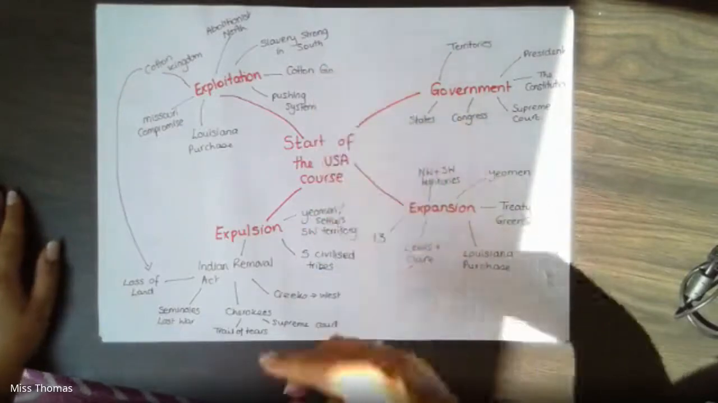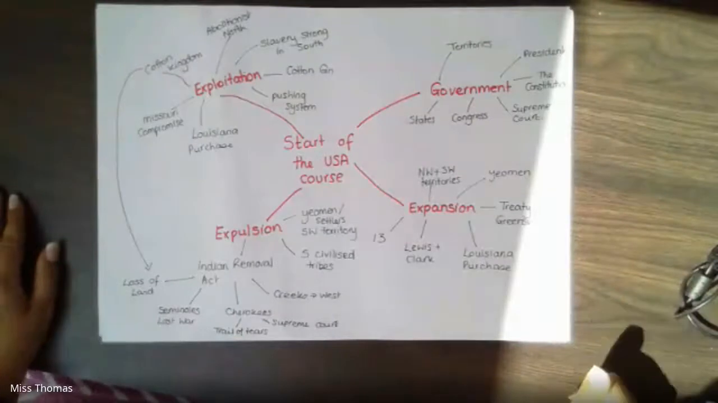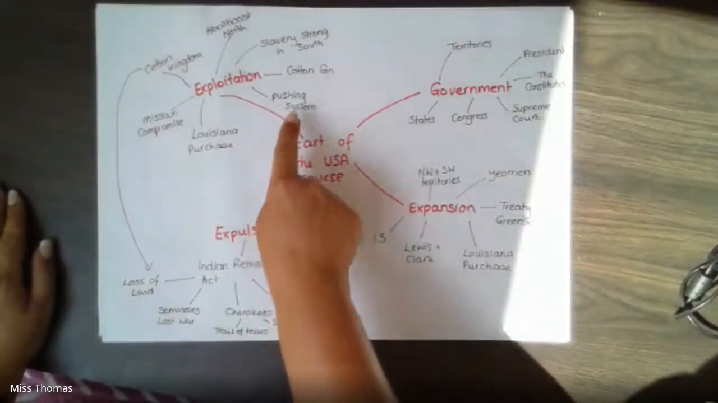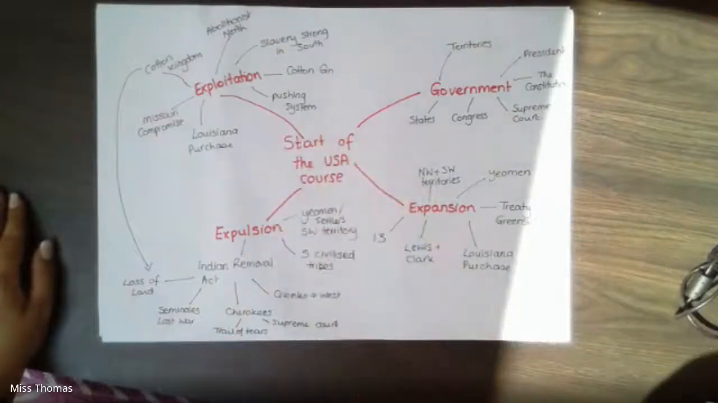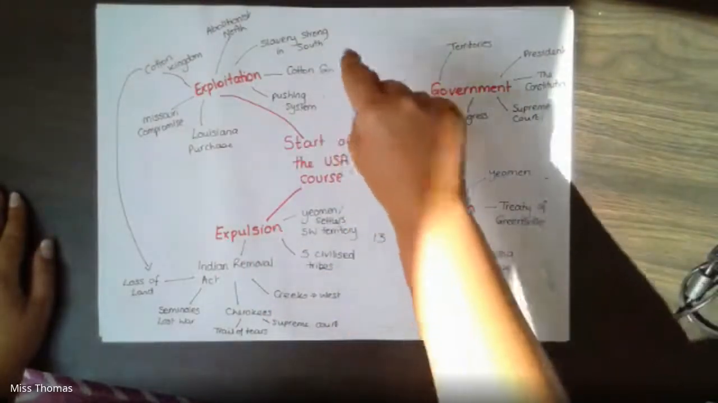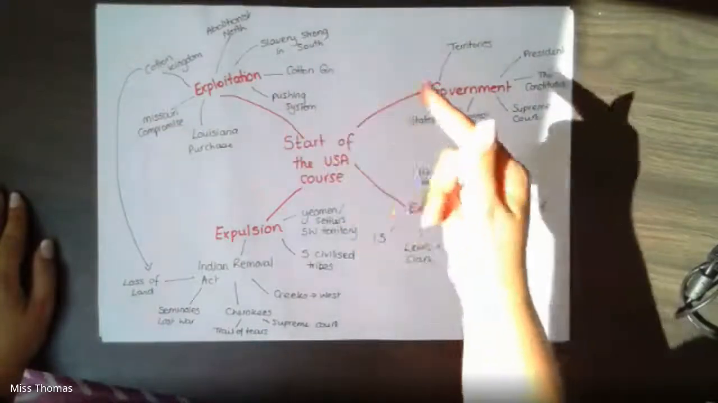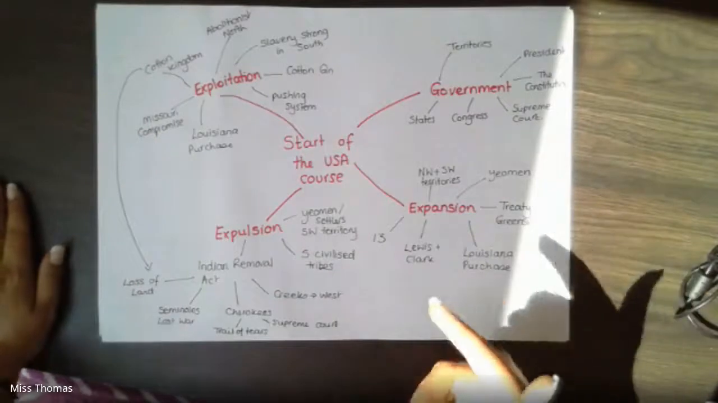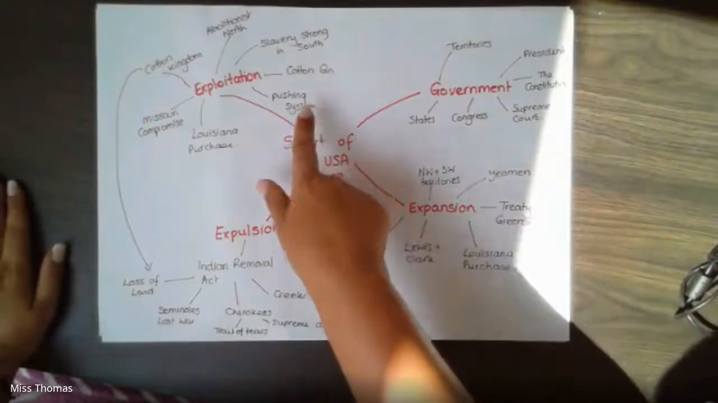The cotton gin was a machine that would clean the cotton once it had been picked. This led to a pushing system. The pushing system meant that more slaves had to be pushed into picking cotton so that they could feed the cotton gin continuously to clean that cotton, which increased the amount of cotton being produced, but also increased the number of slaves that were needed in the South.